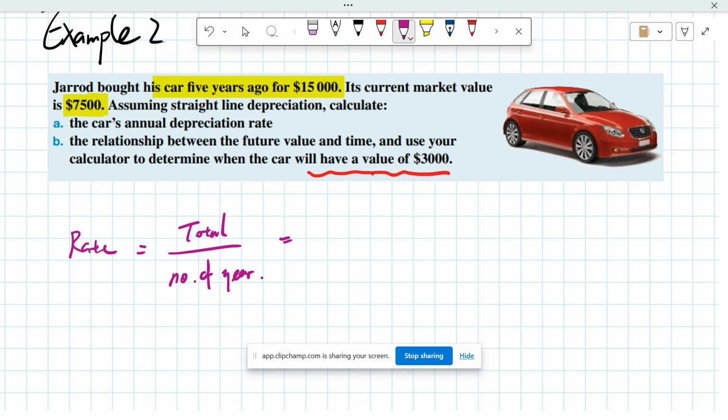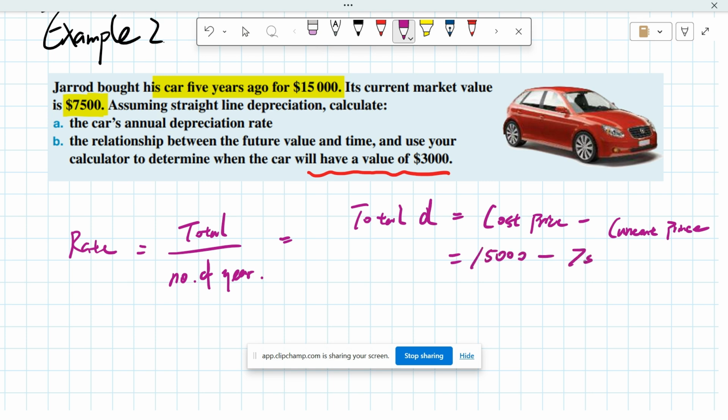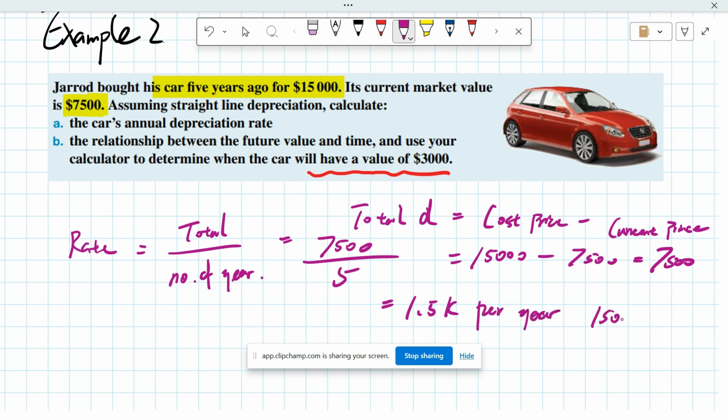So we need to find the total depreciation. Total depreciation equals the cost price minus the current price, which is $15,000 minus $7,500, so that equals $7,500. Then $7,500 divided by the number of years, which is 5 years, means $1,500 per year.